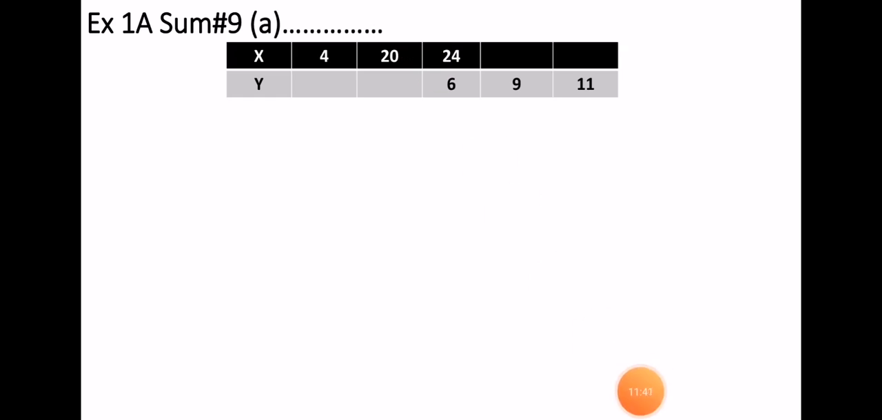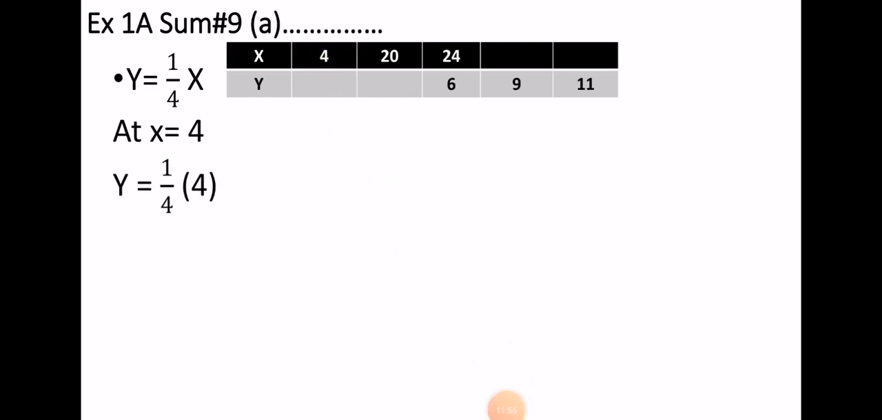So the table is given and we have found the equation in the previous slide that y is equal to 1 over 4x. So substituting first of all the values of x. At x is equal to 4 as it is given, put x is equal to 4: y is 1 over 4 into 4. Substituting the value of x, 4 would be cancelled with 4, so y is equal to 1. When x is equal to 4, y is equal to 1.